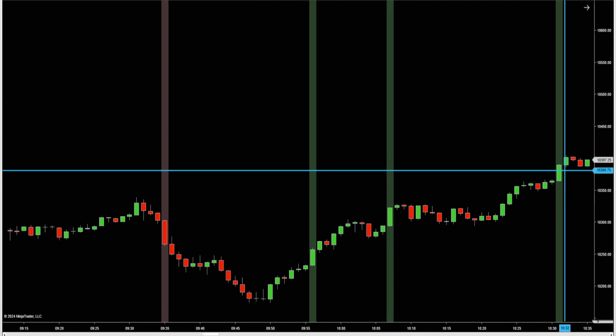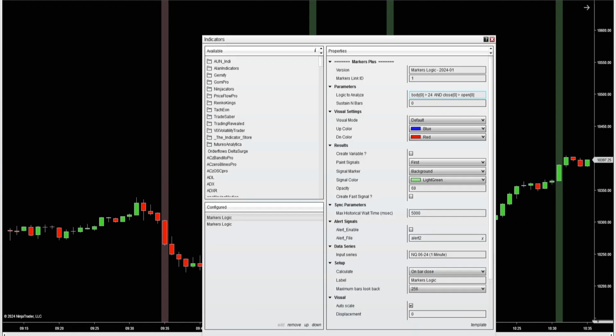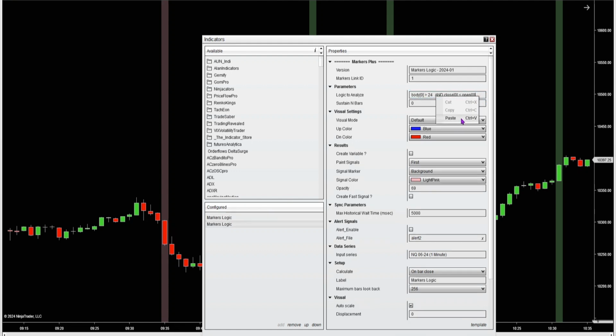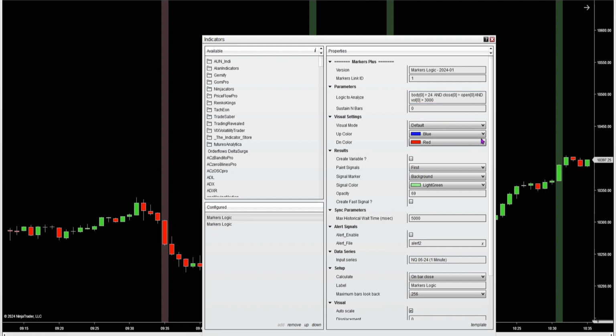Ended up working out. You could also add another condition. Perhaps you also want the volume of the current bar to be greater than, let's say 3000 for a 1 minute NQ chart. Then we can highlight that, right click, copy, right click, paste. So all those candles were greater than 3000 on the volume.